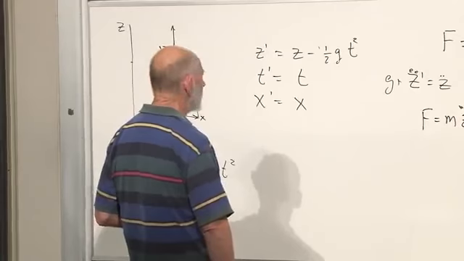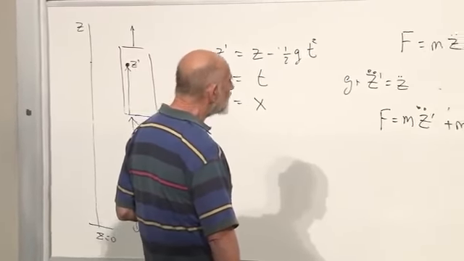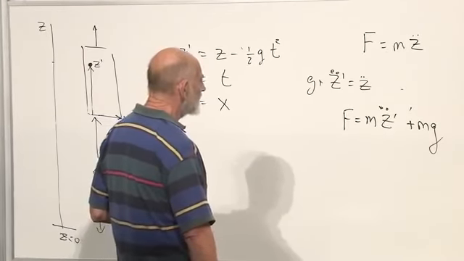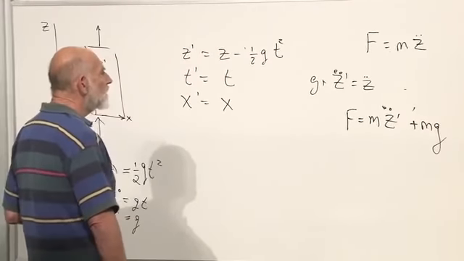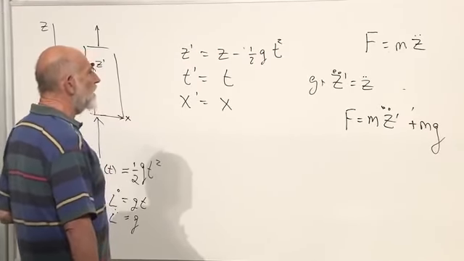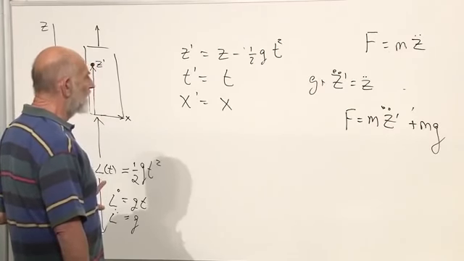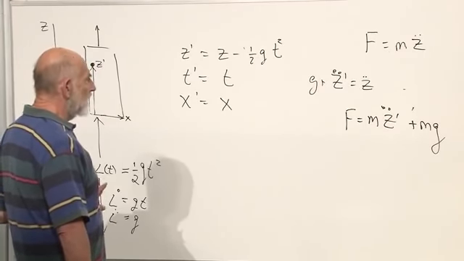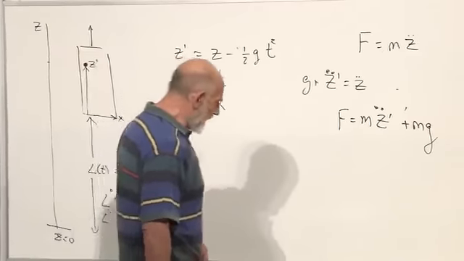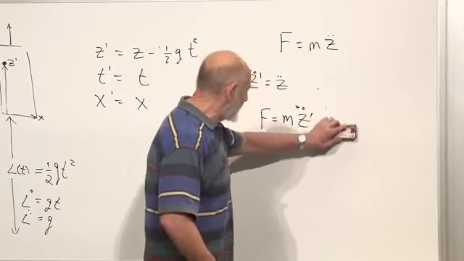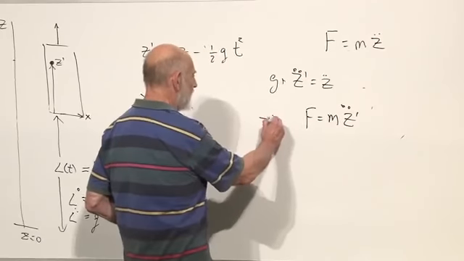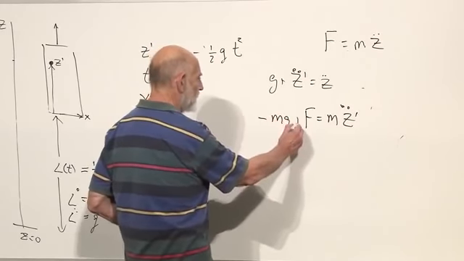Z prime, is it? Z double dot is z prime double dot plus g, is that right? Yeah. Okay. Right. Oh, sorry. It's fine. I want to shift it to the other side of the equation, of course. Minus mg on the other side of the equation.